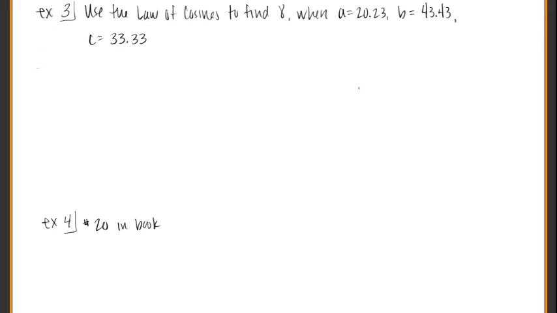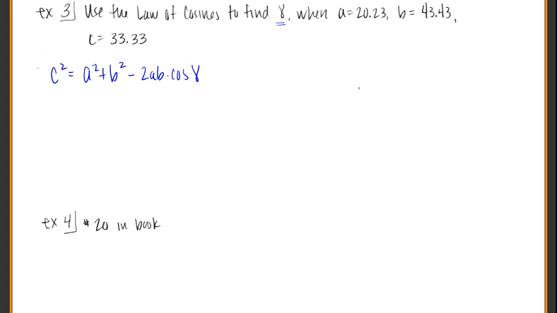Okay, we want to use the law of cosines to find gamma when A is 20.23, B is 43.43, and C is 33.33. So we know A, B, and C, the sides. We want to find gamma, and the side that's opposite gamma is C. So our formula is going to go C squared equals A squared plus B squared, those are the other two sides other than C, minus 2AB, and then cosine of gamma.